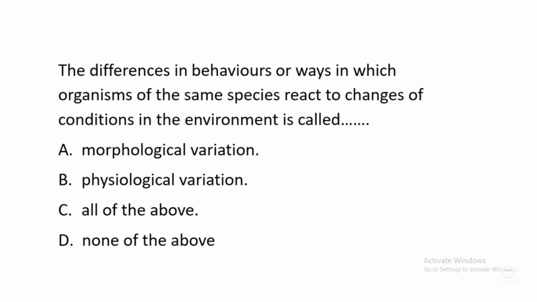The next question says, the differences in behaviors or ways in which organisms of the same species react to changes of conditions in the environment is called dash. A. Morphological variation. B. Physiological variation. C. All of the above. D. None of the above. In this question, the correct answer is B. Physiological variations. So physiological variation is the differences in the way organisms behave or react to changes in the environment.